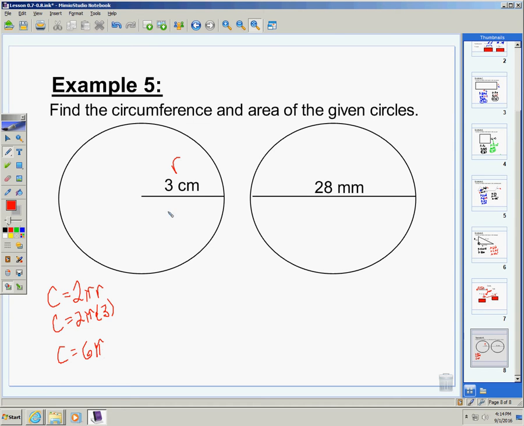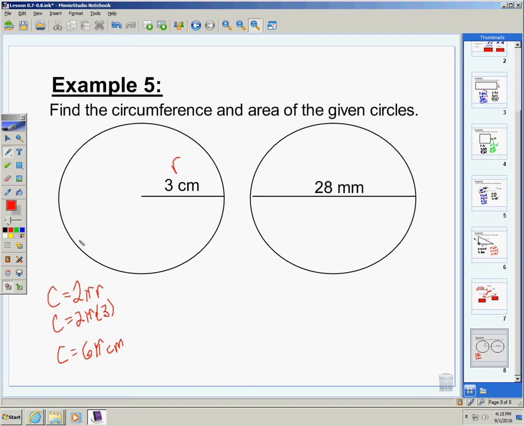and then don't forget your label of centimeters. If you were to actually plug this into your calculator, 6 times pi, you would get something like 18.9 something probably, but I'm fine with you saying 6 pi. This is actually a more exact answer. So my circumference was 6 pi centimeters.